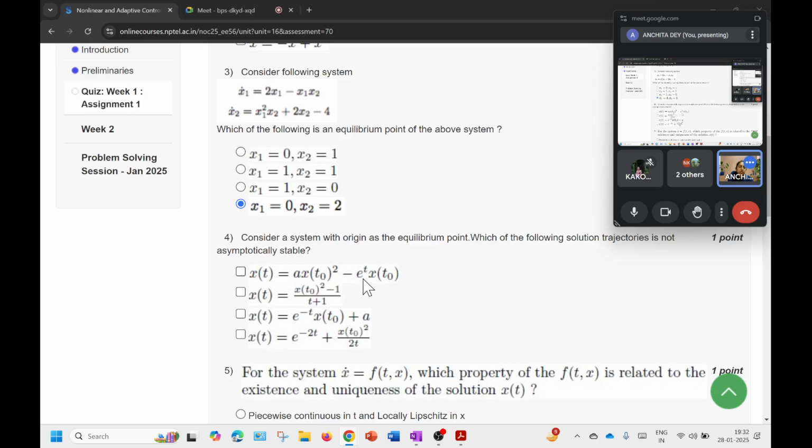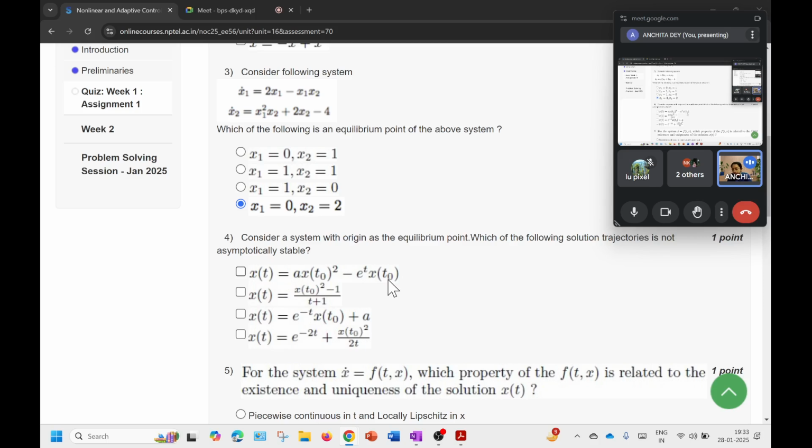And what about this one? You have e to the power t. Will it increase or decrease with time? Yeah, it will increase. So none of these terms will go to 0. One is constant and the other one is increasing, but with a minus sign, so it is increasing in the negative direction. But it will not go to 0. So the limit as t tends to infinity of a x(t0) squared minus e to the power t x(t0) is not going to 0.